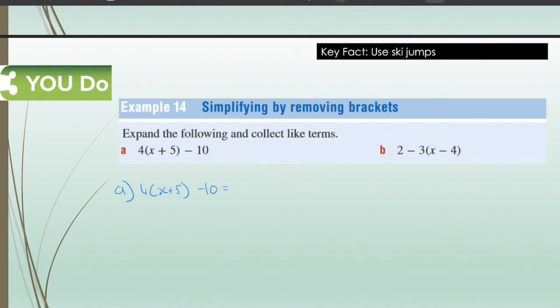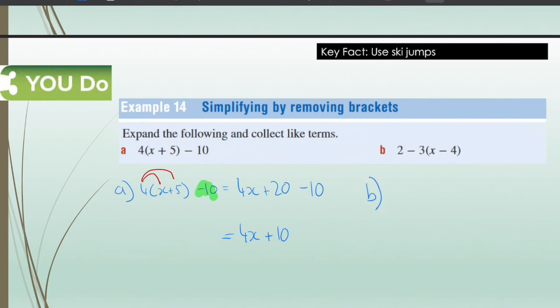Alright, we're just going to use ski jumps like normal. 4 times x is 4x, 4 times 5 is 20. But we have this minus 10 here that's always been there. So now we need to simplify this. There's no like terms for the x, so the 4x just gets written down. But we have plus 20 minus 10. Those two simplify down to plus 10.